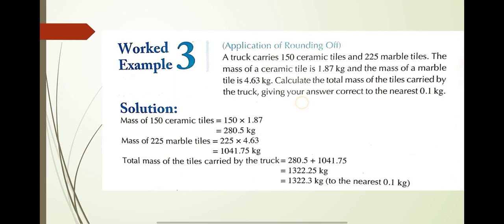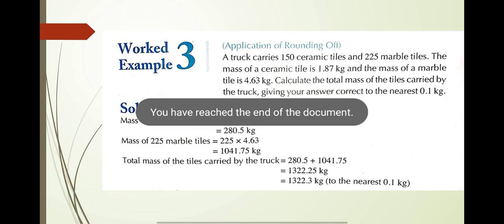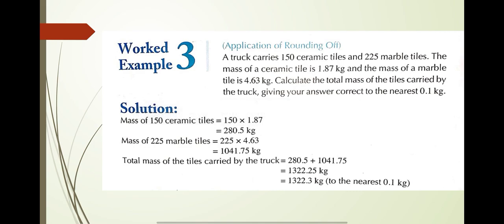So it says correct to the nearest 0.5 kilograms. So only one decimal place, right? So the 2 is what we should look at here. Behind the 2 is 5. That means 2 is rounded up like that. Okay, so it is the end of the approximation. We're going to see you in the next discussion.